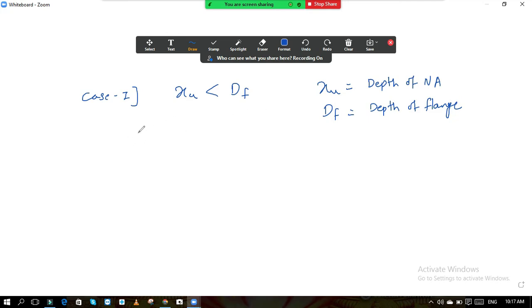When XU is less than DF, what is the formula? CU, your compressive force, is 0.36 FCK B into XU, our normal formula for singly reinforced beams. Here instead of B we will write BF, width of flange. And the formula for TU will remain the same, 0.87 FY AST. Then the further things are the same: under reinforced section, over reinforced section, then we will calculate the MU. This was our case number 1, which we have already discussed.